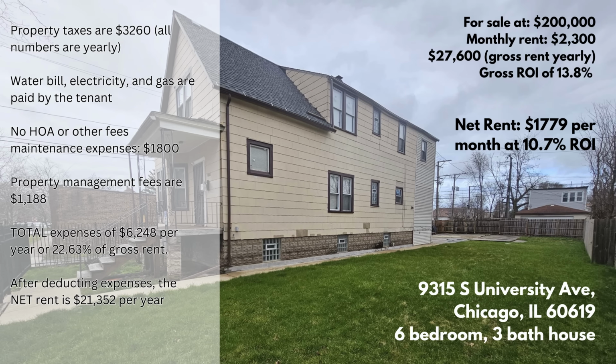इसका gross ROI बनता है फिलहाल 13.8%. इसके अंदर जब हम taxes, water bill, electricity, gas, etc., जो भी इसके अमूमन expenses होते हैं वो सारे कट करते हैं, as well as जो हमारी management fees है. So those expenses come to about $6,248. So after paying for everything, the net rent on this property is $21,353 or $1,779 per year at a net ROI of 10.7%, which is fantastic.